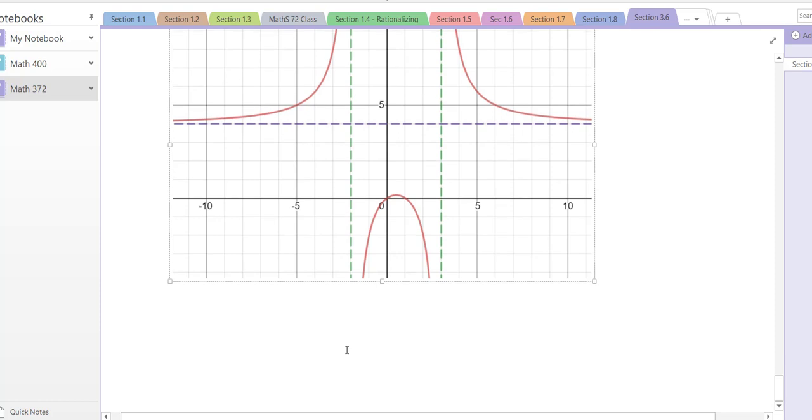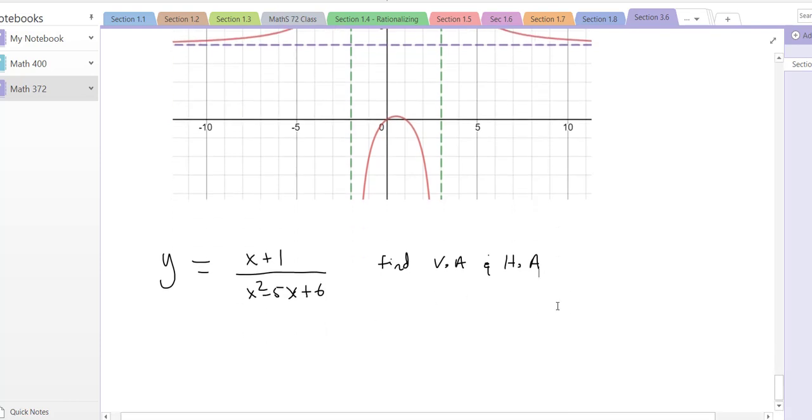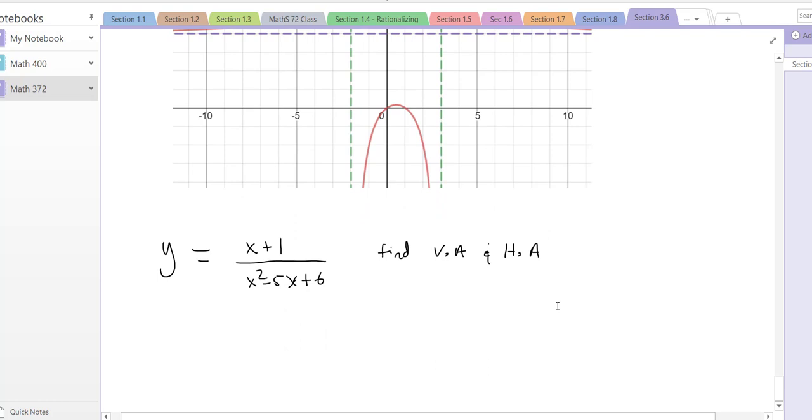Okay, so the next thing we're going to graph: what I want you to do is graph y equals (x plus 1) over (x squared minus 5x plus 6). So what I want you to do is find the 6 things. Factor completely, but mainly find your vertical asymptotes and horizontal asymptotes. Find the intercepts as well. Go through the 6 steps and see if you can graph it. For this one, I am not going to record a video, but I will write up the solution and post it on Canvas for you.